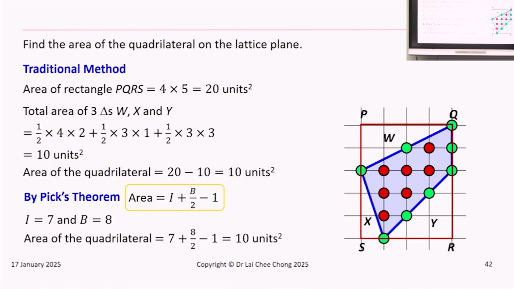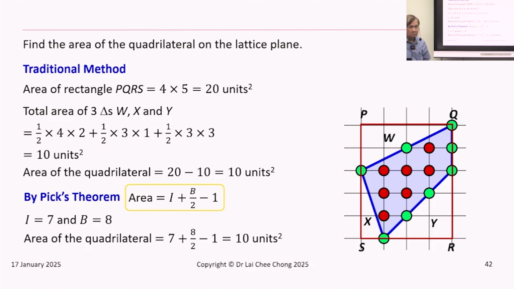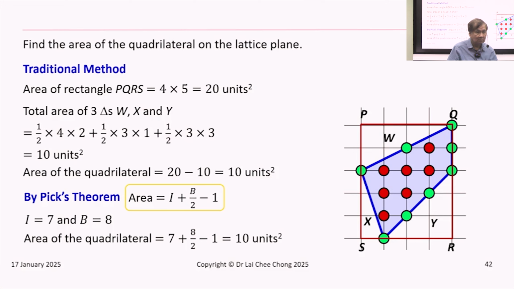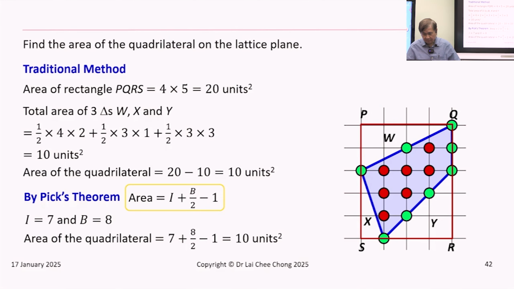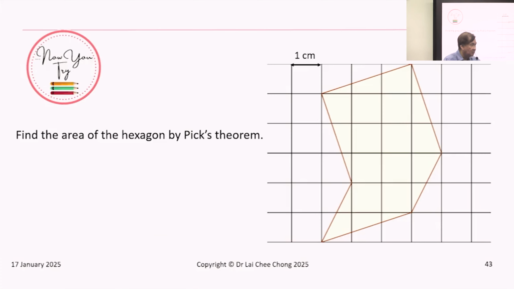8 of them. So it says that the area of the quadrilateral is equal to 7 plus half of the boundary points minus 1. And you work it out, it's the same answer as what you would get by the traditional method. That is the Pick's theorem way of doing it. It's a lot faster. Okay, now, with that, can you find this area? Just like you said, it's 15, right?